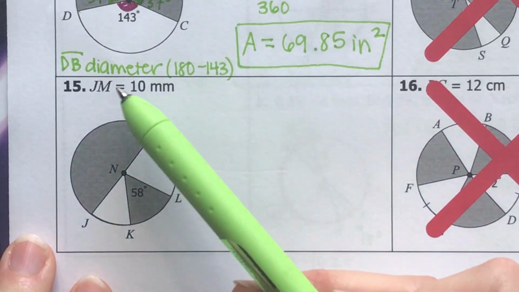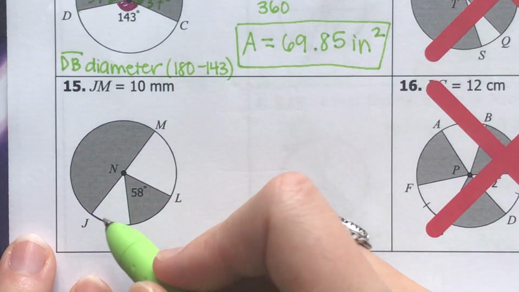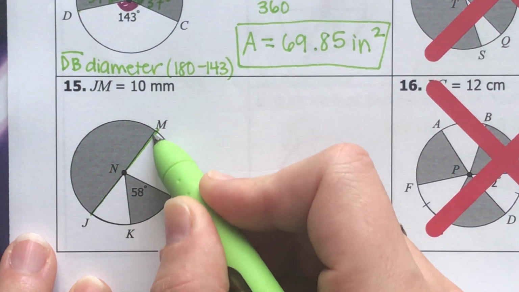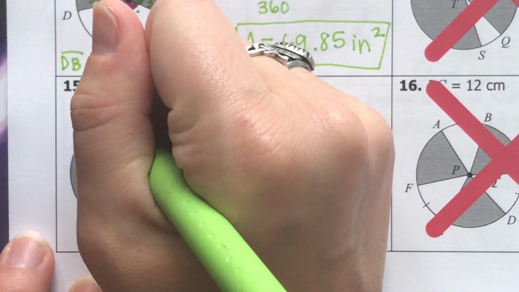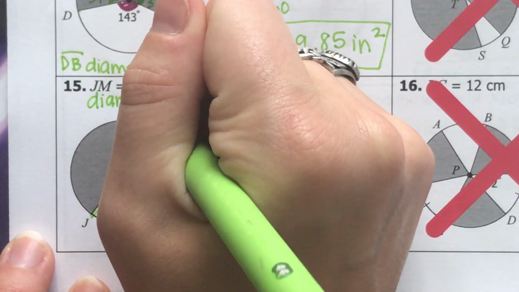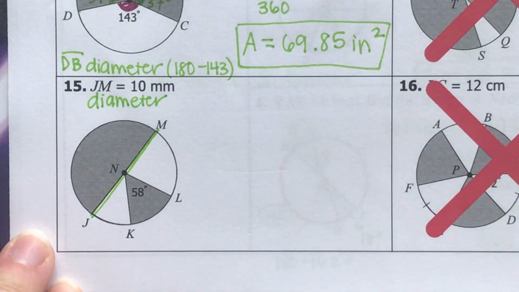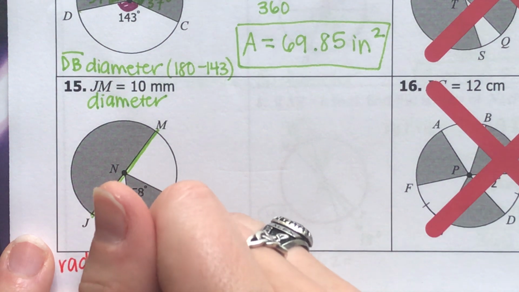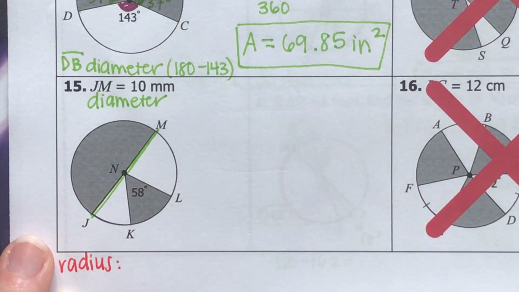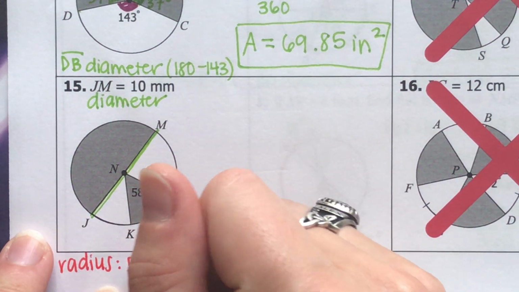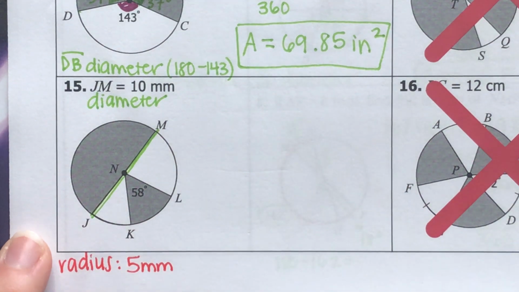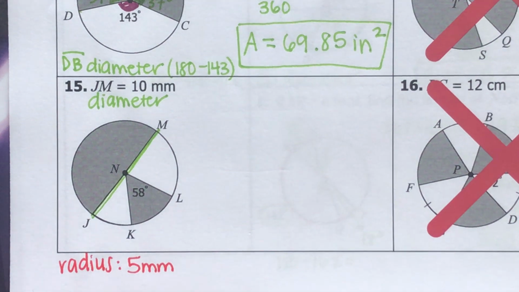First thing I give you, JM is 10 millimeters. Here's JM. That looks like a diameter. So to find a radius, I'm going to take half of 10, or 10 divided by 2. That gives me 5 millimeters. Great. Now, I have to figure out the angles that are shaded.